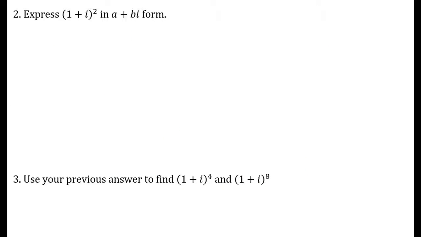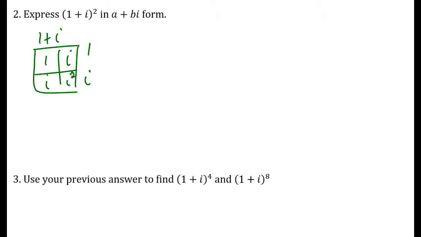Number 2, express (1 + i)² in a + bi form. So again, we need to square 1 plus i. Well, (1 + i)² is 1 plus 2i plus i squared. i squared is really negative 1, so 1 plus 2i minus 1. So that quantity, (1 + i)², is really just 2i.